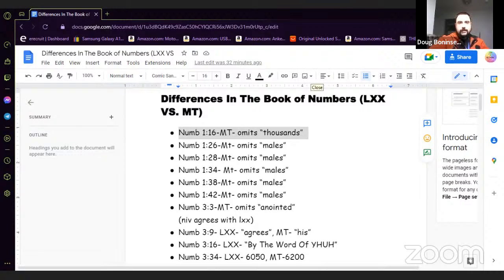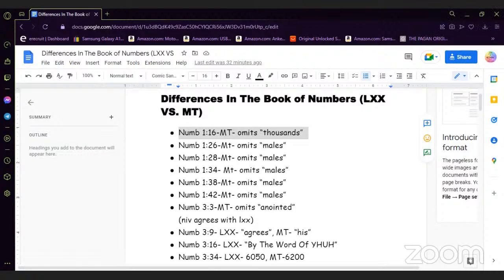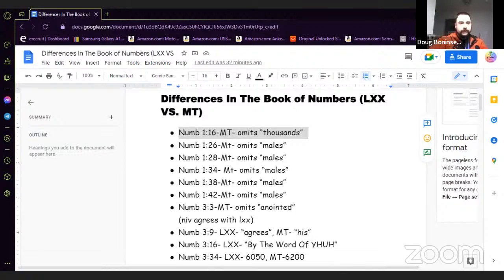So let's see here. Compare, select modules. We're going to go with LXXE, which is the Brenton's 1851 English Septuagint, and we are going to go with the ISR 2009. And let me go to Numbers 1:16. Okay. All right.